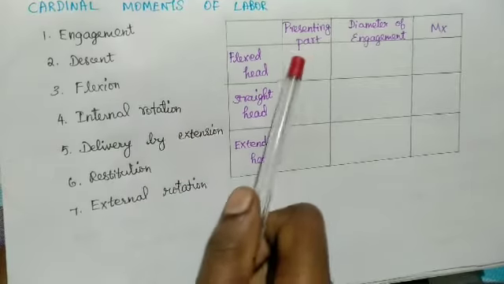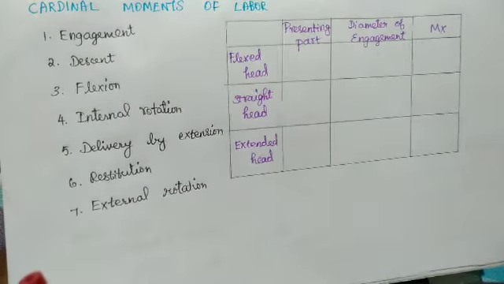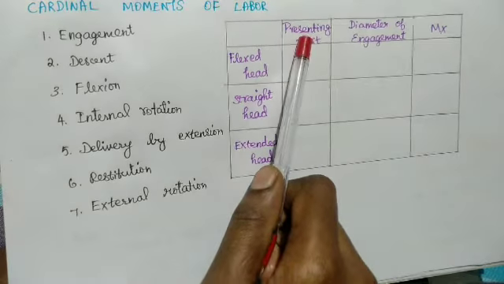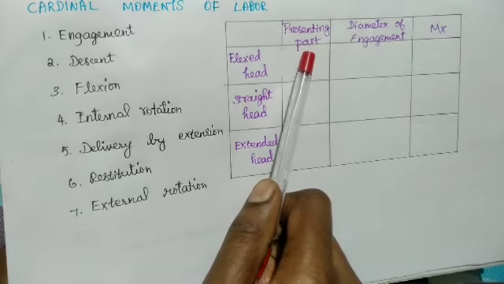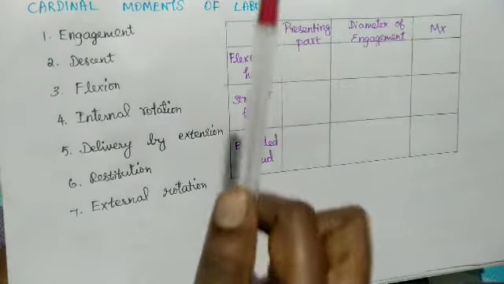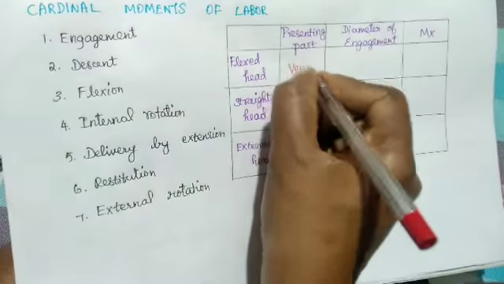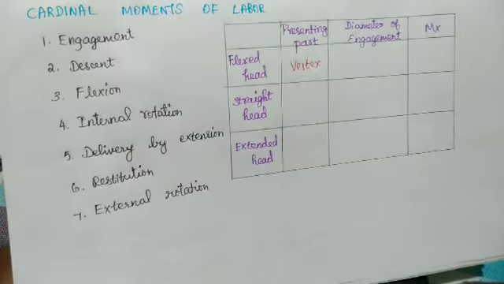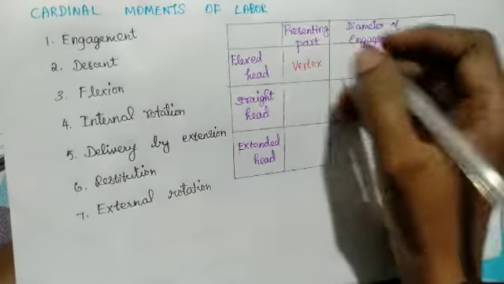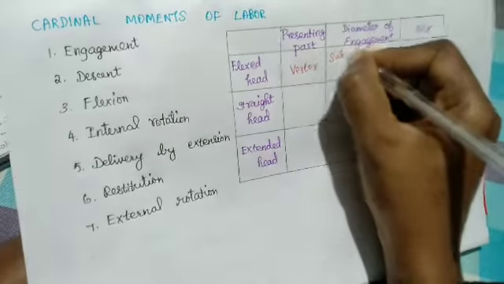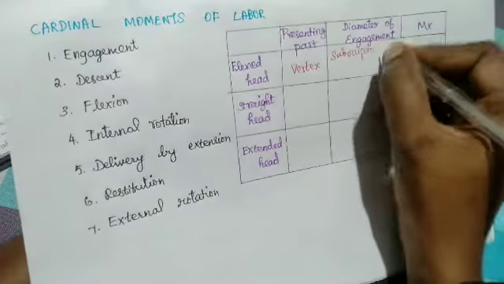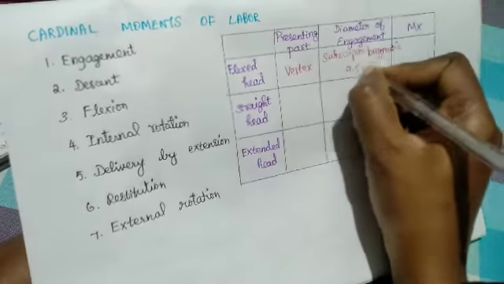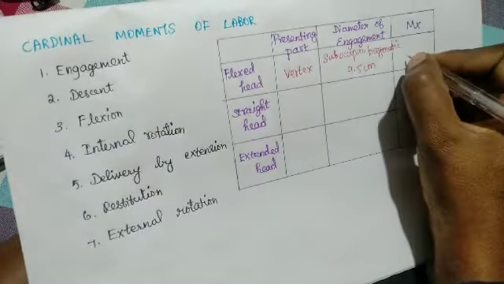Let's see the position, presenting part, diameter of engagement, and then management. For a flexed head, what is the presenting part? The presenting part is the part of the presentation at the internal os. For a flexed head, the presenting part is vertex. The lowest bone of the vertex is the occiput. And for a flexed head, the diameter of engagement is suboccipitobregmatic, and it is 9.5 centimeters, and it can deliver normally.